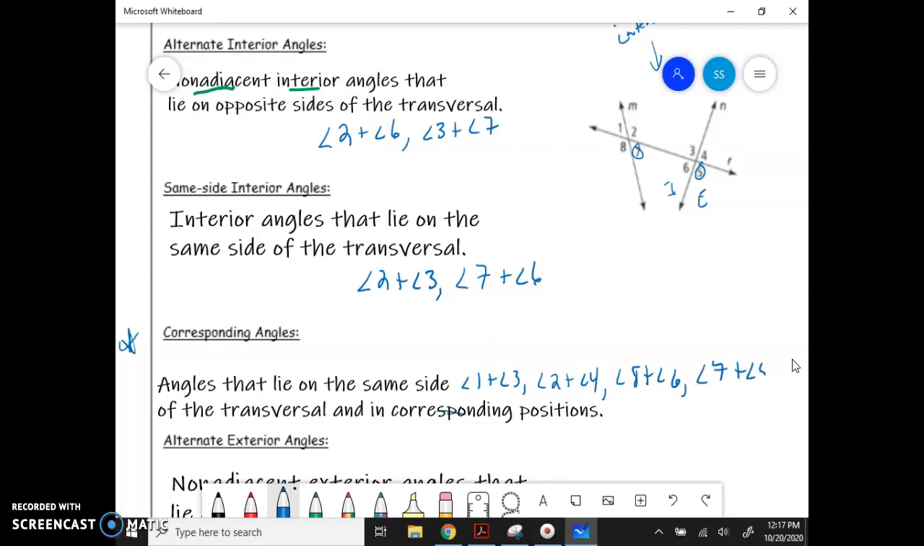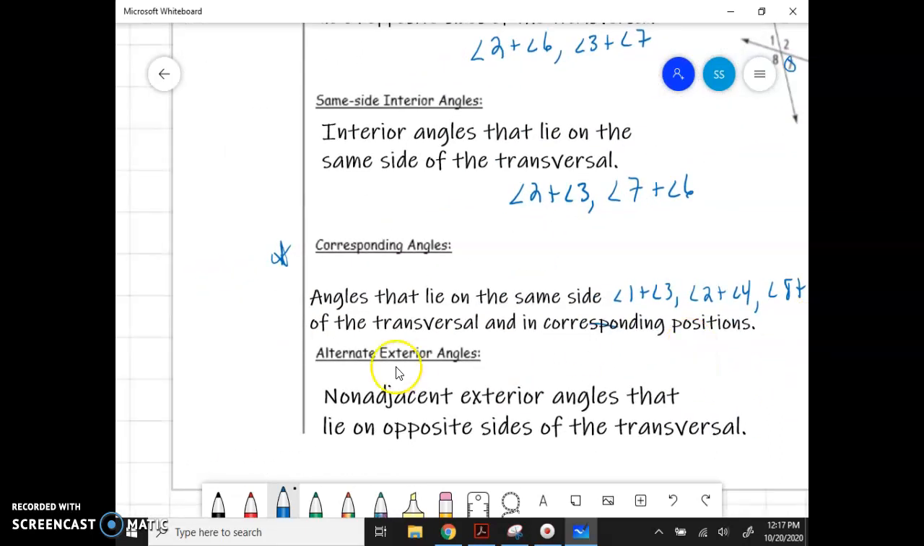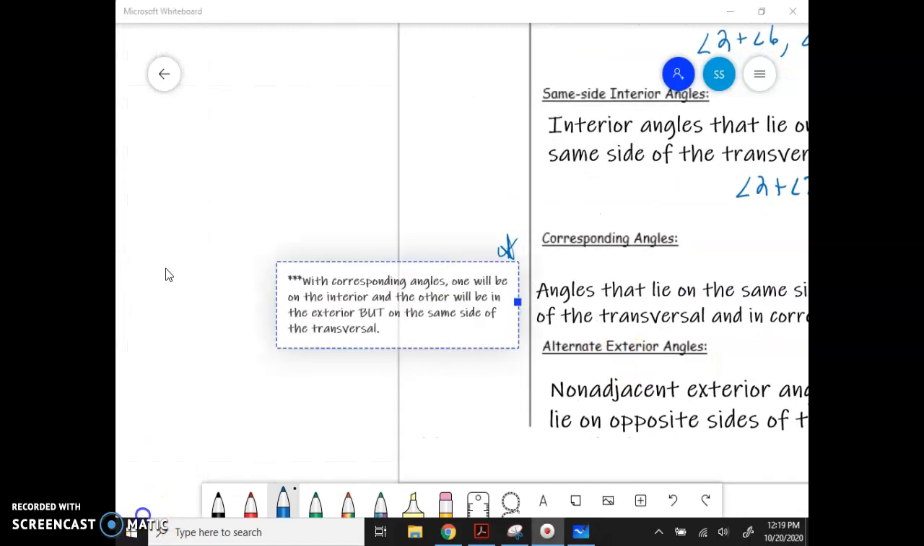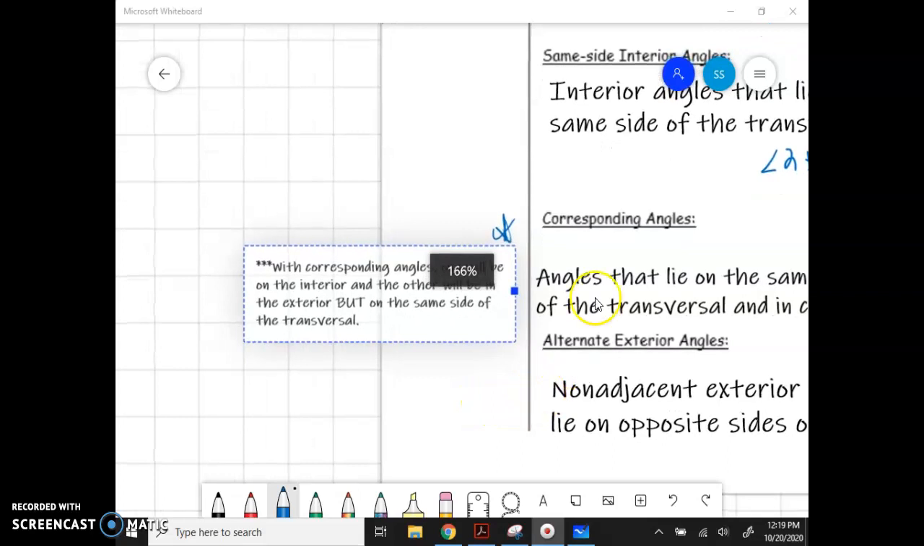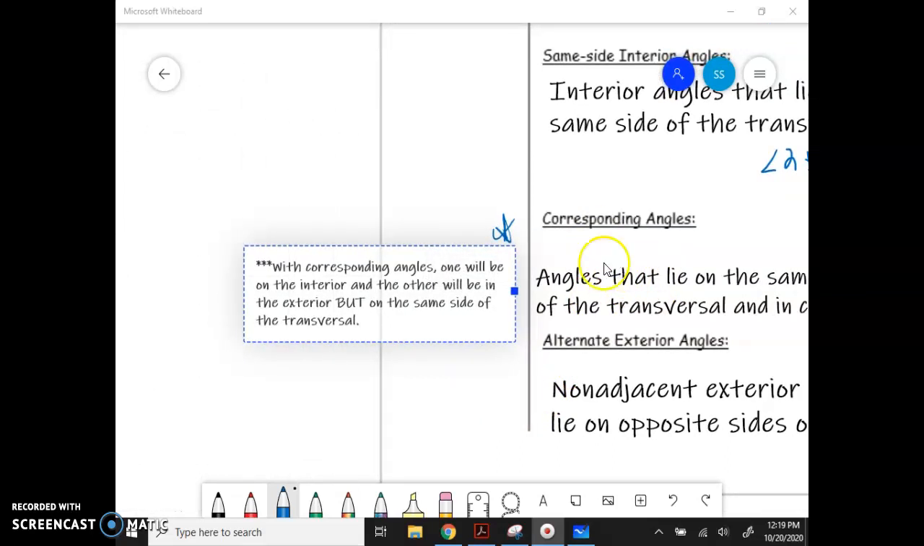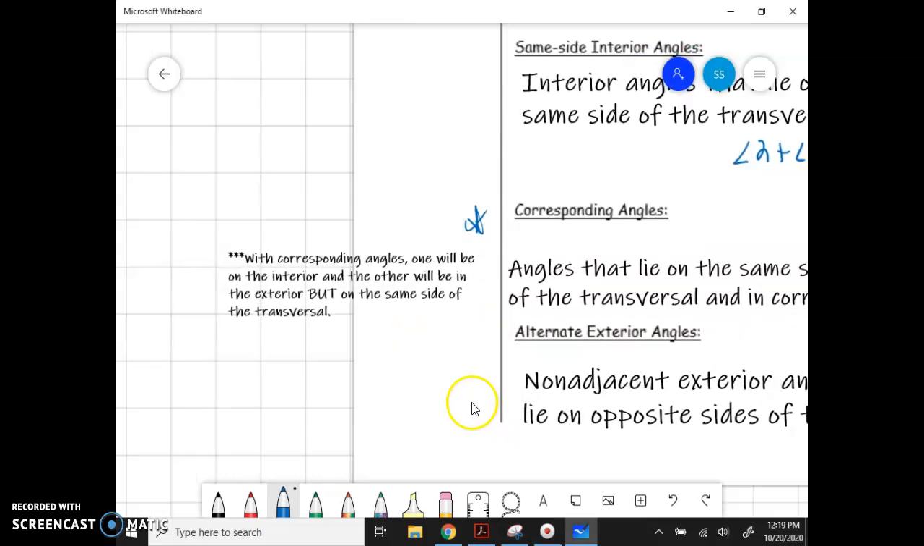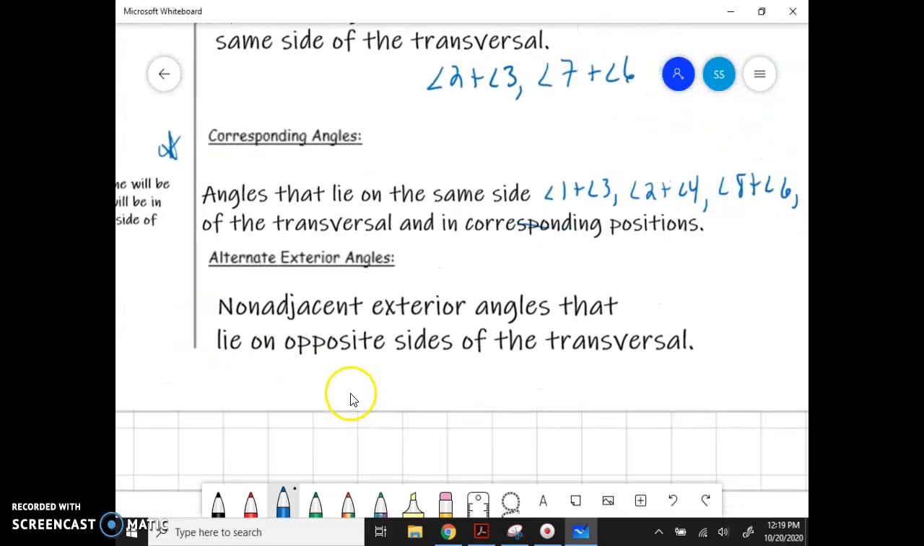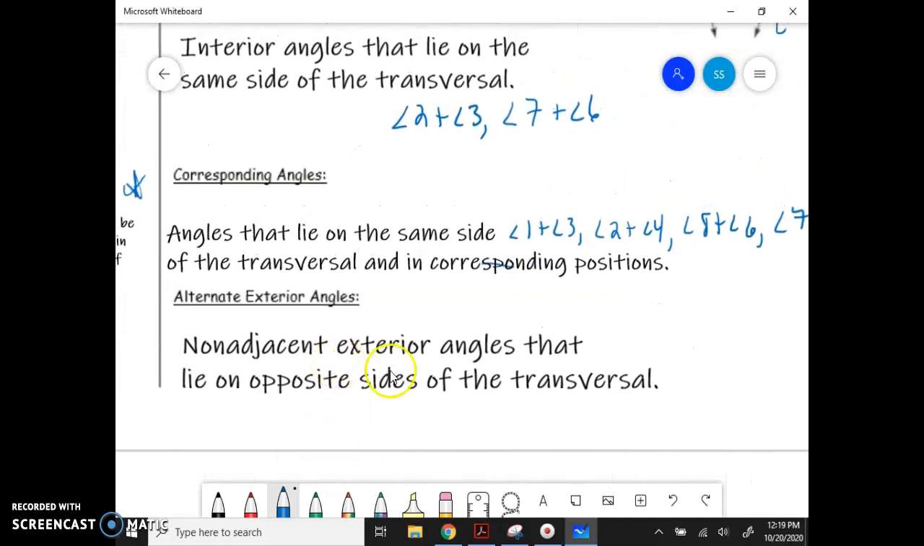Okay. As a matter of fact, why don't we add a little secondary definition here, okay? Okay, there you go. Why don't you jot this down in your margin? This is typically the one that confuses students, so write this down. So with corresponding angles, one angle will be on the interior and the other will be in the exterior, but on the same side of the transversal. Okay, hopefully that's clear.